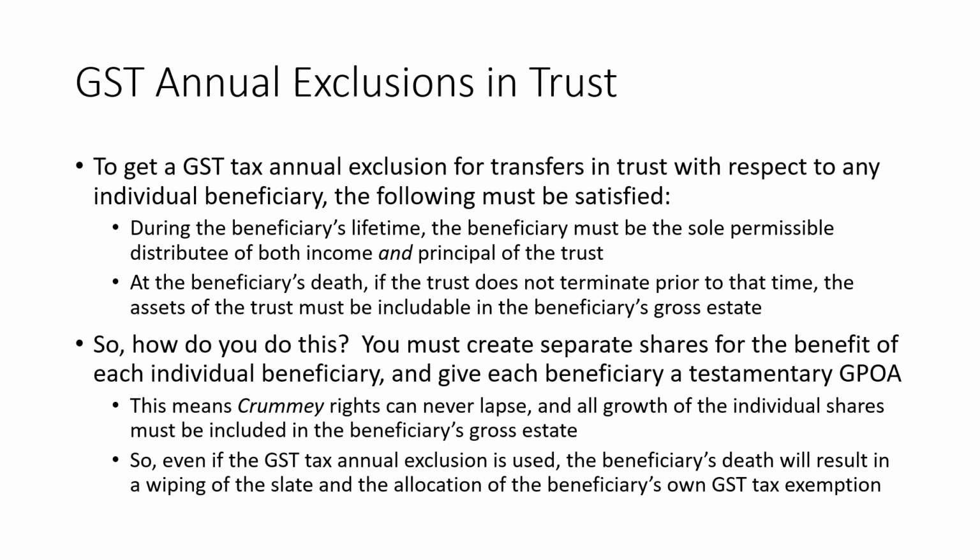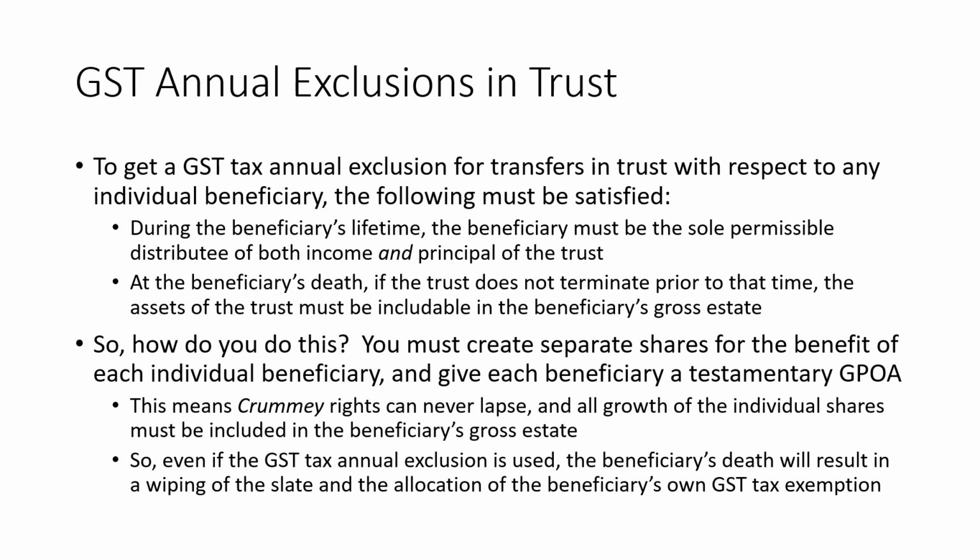Now, Crummey rights are usually rights that you want to lapse at least to the extent of $5,000 or 5% of the trust property to which the right applies every single year. And that's a subject for another time. So in order to meet this GST tax annual exclusion requirement for transfers in trust, it means your Crummey rights can never lapse. So they have to be outstanding, and essentially the beneficiary has the right at any time to withdraw their share of any transfers in trust, which kind of defeats the purpose if, for example, you're trying to fund an irrevocable life insurance trust.